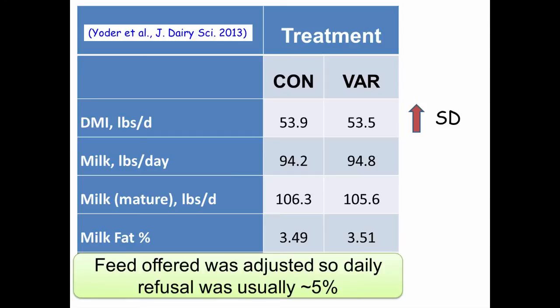What we found was absolutely no effect on performance. And these were high-producing cows, more than 45 kilos for the mature cows in this. What we did find was that there was a significant increase in day-to-day variation in intake and in milk production. But over time, over the 21 days we did this, it averaged out. A key component to the protocol we used is that we always overfed cows.